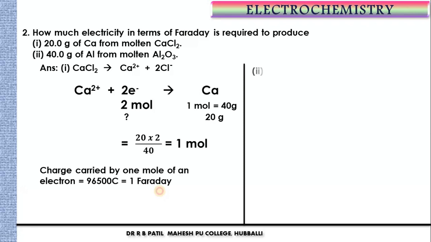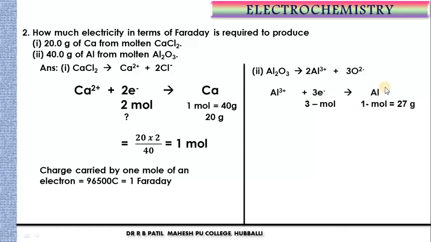I hope that you can do the second one. Al3+ ion is present here. Al3+ requires how many electrons to convert to Al? It requires 3 moles of electrons to deposit 1 mole of aluminium. What is the atomic mass of aluminium? 27 gram. But they want 40 gram.